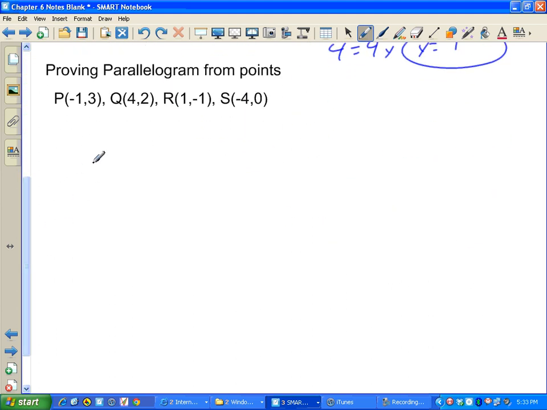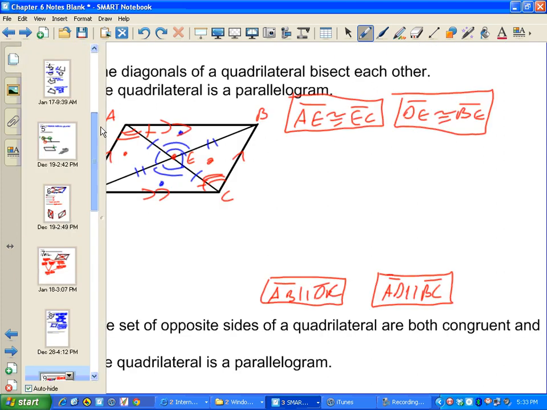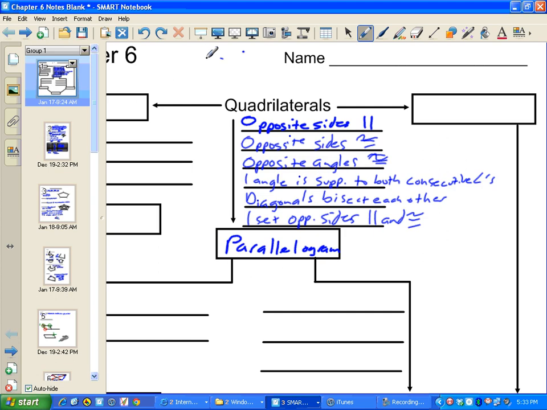All right, here's what we'll end up doing more often than not: proving parallelograms from points. There are different ways you can do this. We can use any of the 6 methods, so let's take a look at the ones that lend themselves more easily to using points.